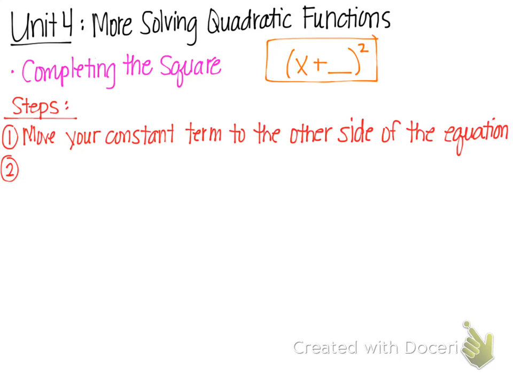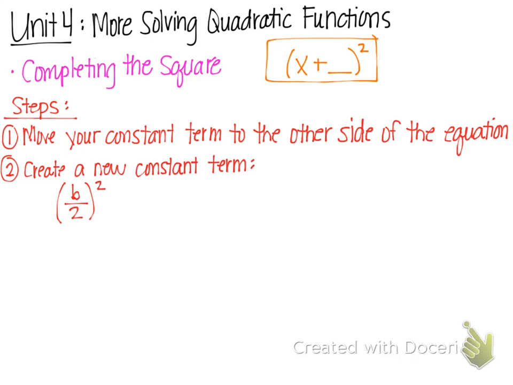So we're going to create a new constant term by using this formula. Now, we're going to take the b, remember that's what's in front of our plain x, we're going to divide it by 2, and we're going to square this quantity. So, to create a new constant term, we take our little b, divide it by 2, and square it.